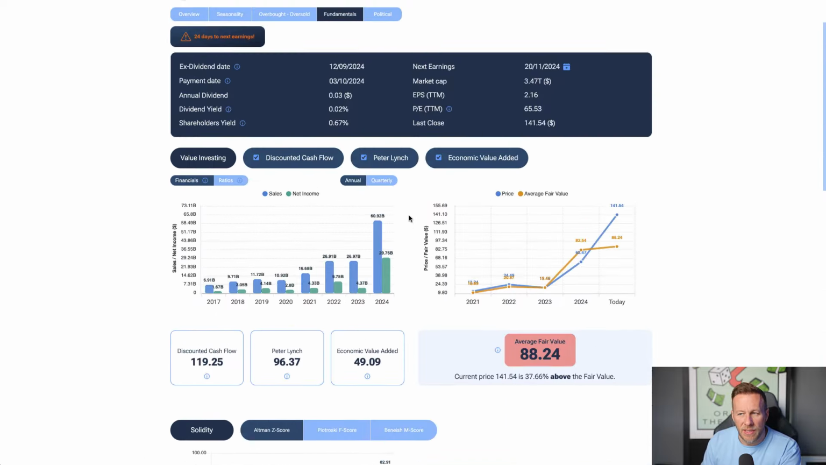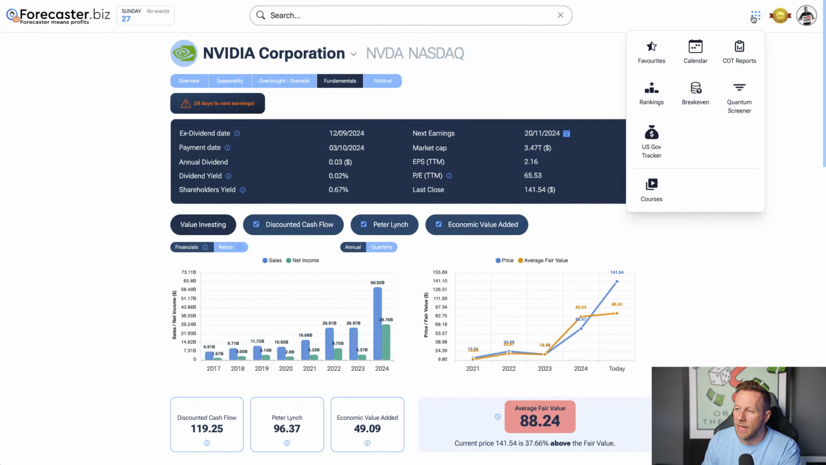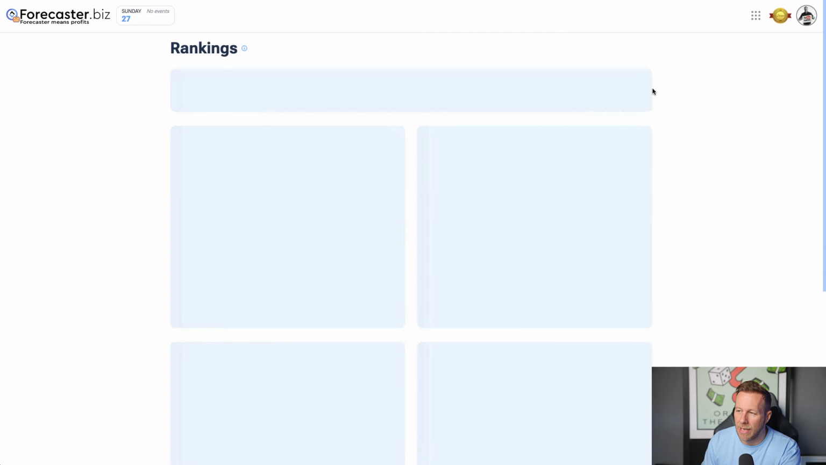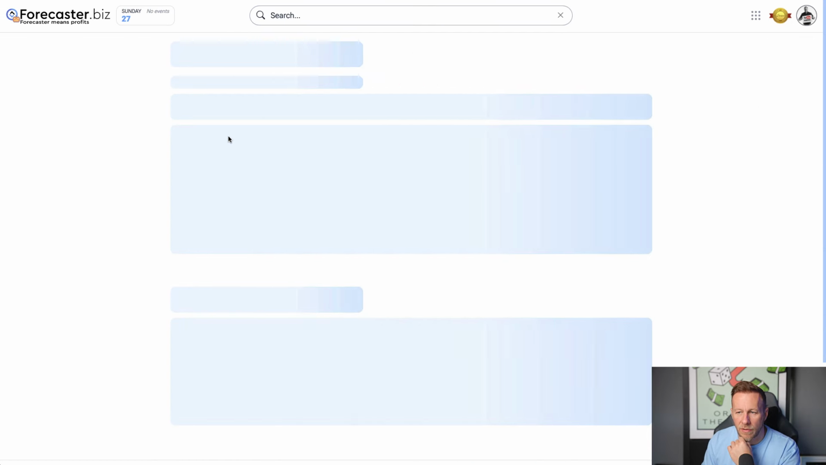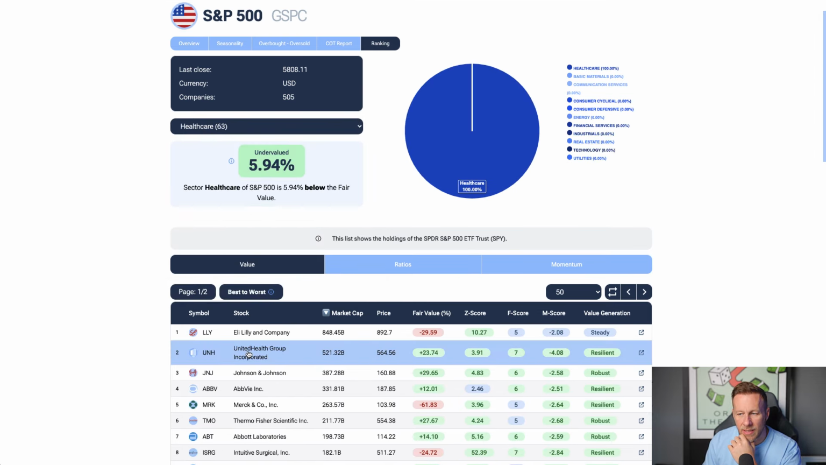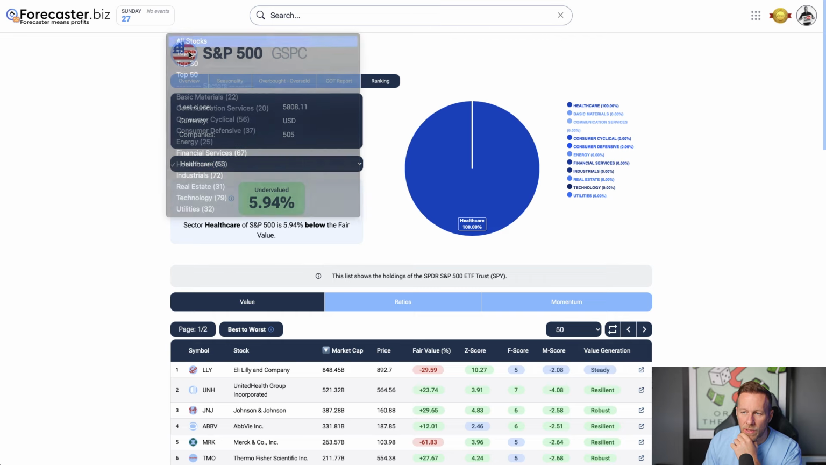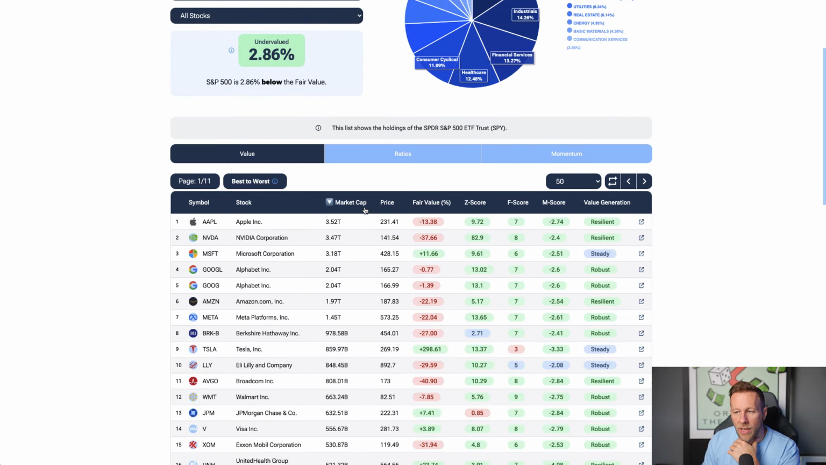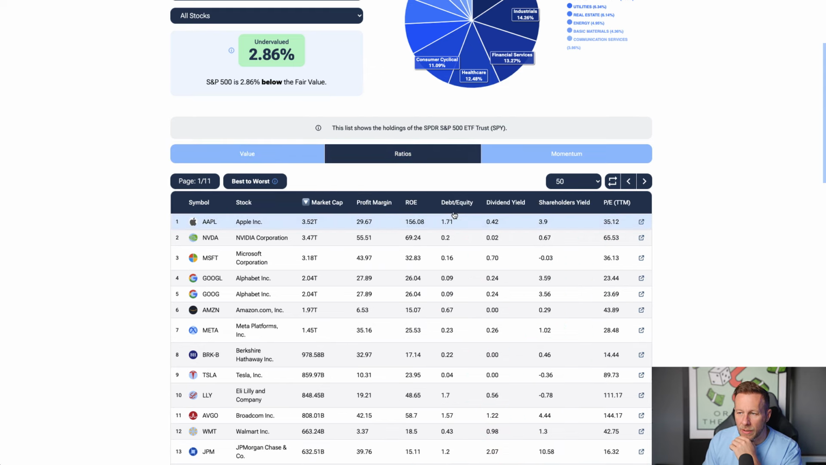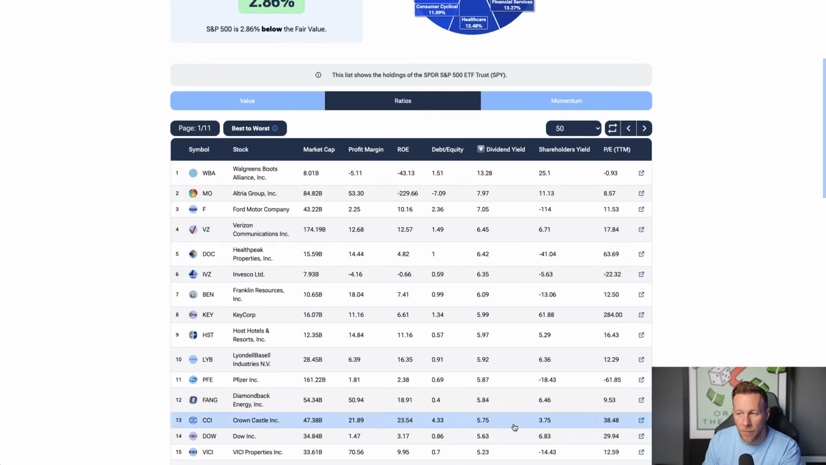Now, speaking of dividend yielding, stock picking and all the rest of it, if we go back to our rankings, and we go to the S&P 500. I already explained that you can check by sector, right? So you can go to the healthcare sector and see how that's undervalued. But another thing you can do, if you go to all stocks, if you are someone who likes to look at dividend yield, all you do is go to the ratio, click on dividend yield, and you can see who is paying out the biggest dividends.